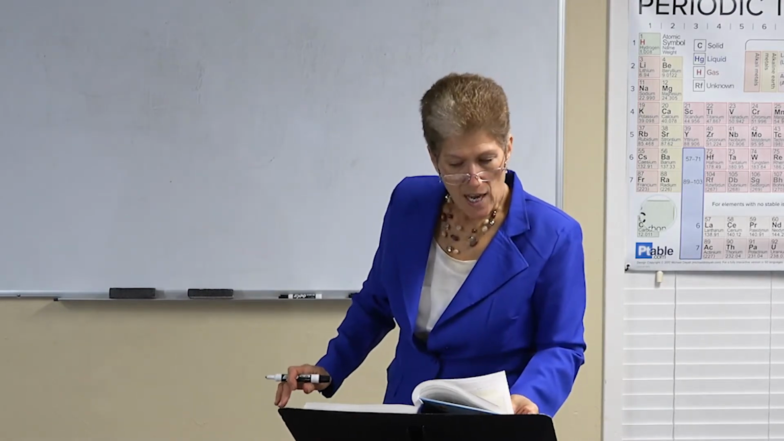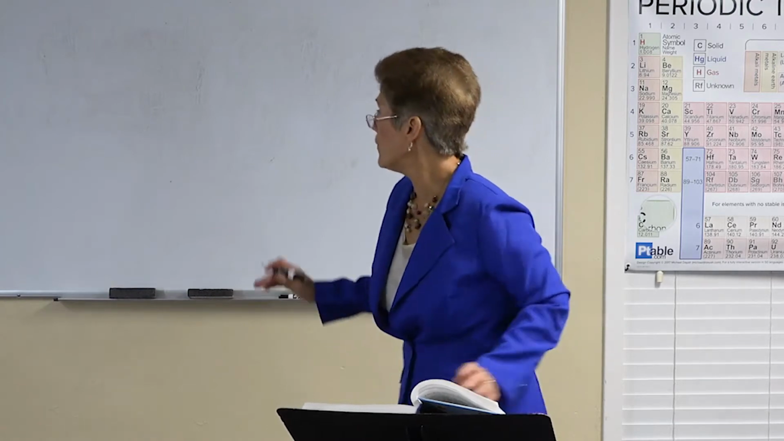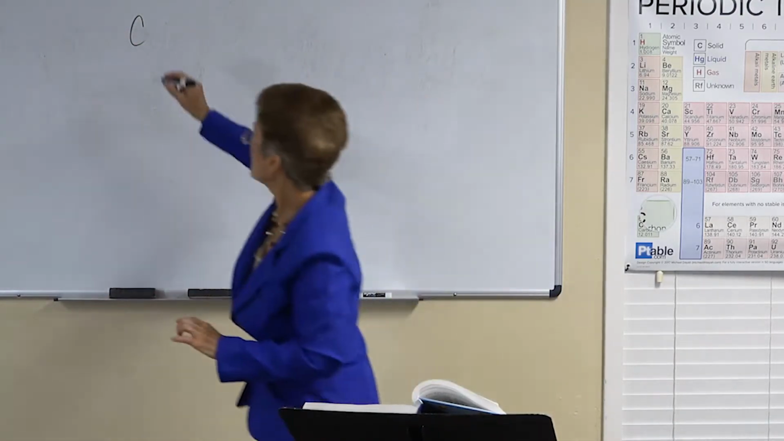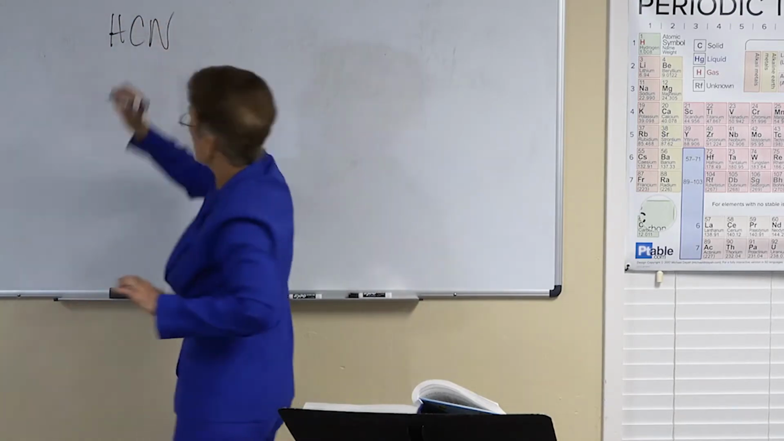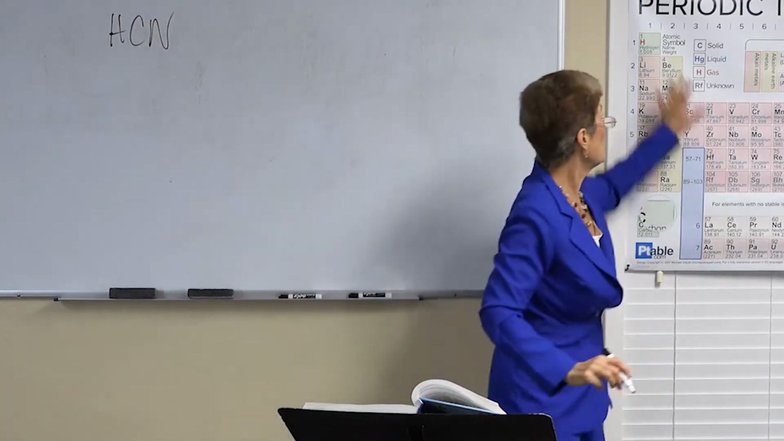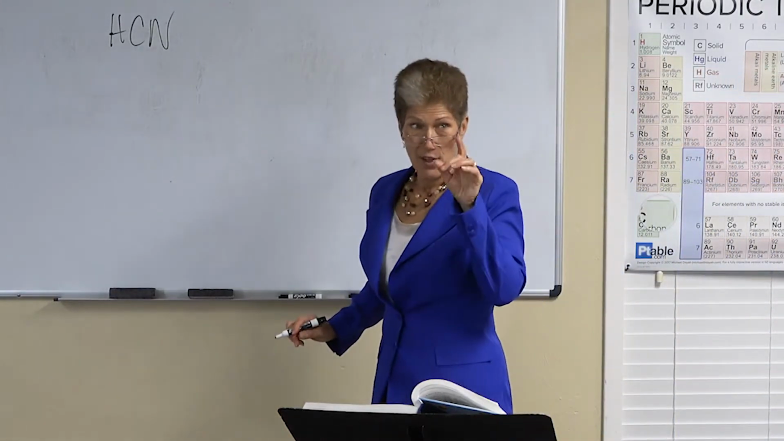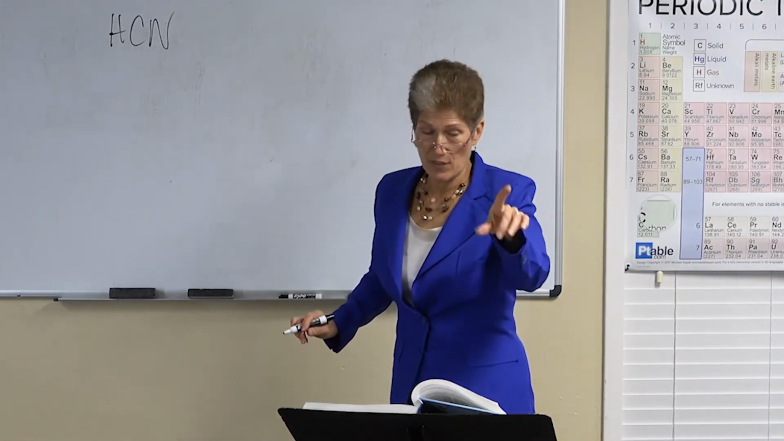So let's see. Did we do that one? We didn't do that one. HCN. Okay. Who has the most unpaired electrons? We have 1, we have 4, and we have 5. Carbon. Carbon has the most unpaired. That's good that came up.